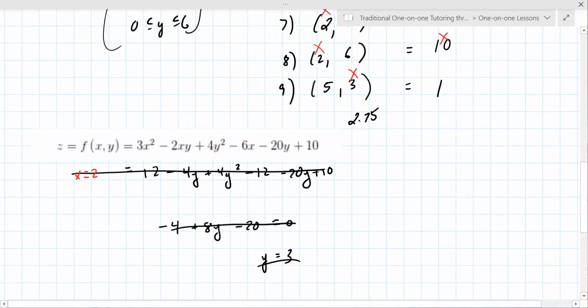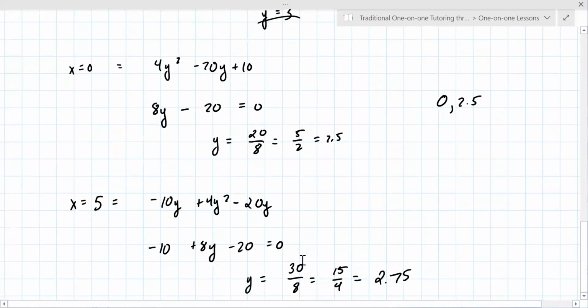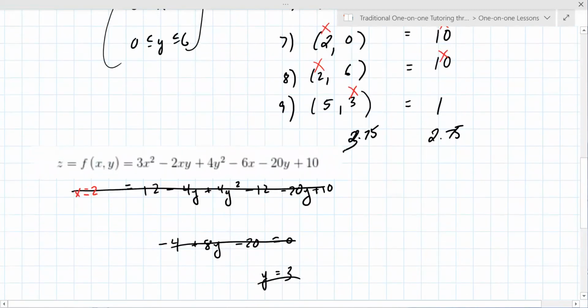You want to try this last position. Did I make a mistake here? 15 over 4. Oh, it's 3.75. Okay, let me try 3.75. Yeah, that's correct. And then this over here is minus 1.25 when you plug it in the calculator.